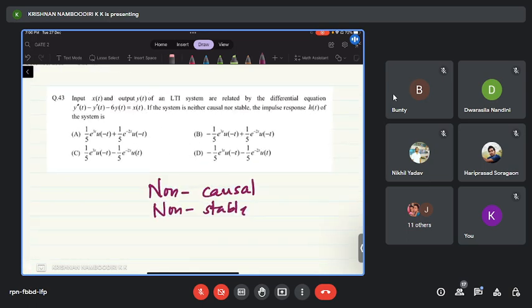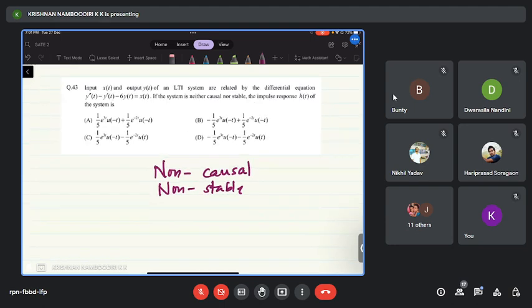So you can see all the options are looking almost the same, but some minuses, some u of t, u of minus t, correct? So you can solve this question only if you are having a clear idea about ROC.